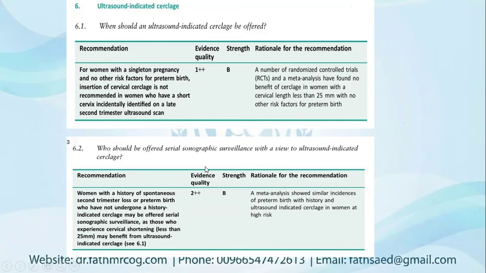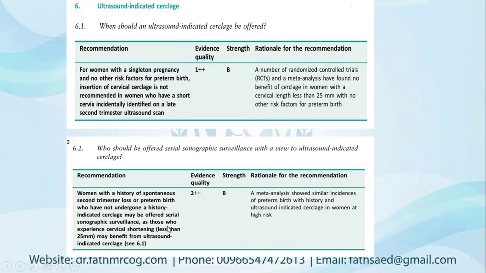Who should be offered serial sonographic surveillance? Most of the exam questions will come here. The woman with a history of spontaneous second trimester losses or preterm birth, who has not undergone history-indicated cerclage, because history-indicated cerclage is for three or more. The exam questions will tell you the patient had two second trimester losses, or one second trimester loss and one preterm labor. This is the one to follow by ultrasound.